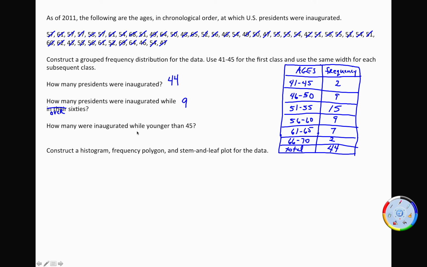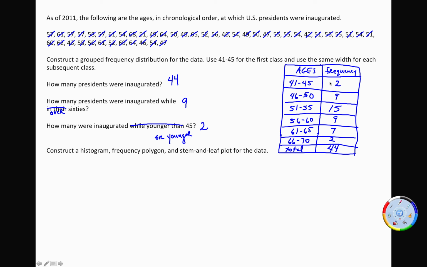How many were inaugurated while younger than 45? Right? 2. And again, this should say 45 or younger, because younger than 45 implies, so it needs a little bit of correction on this. Let's make this 45 or younger. Okay, that's a better question.